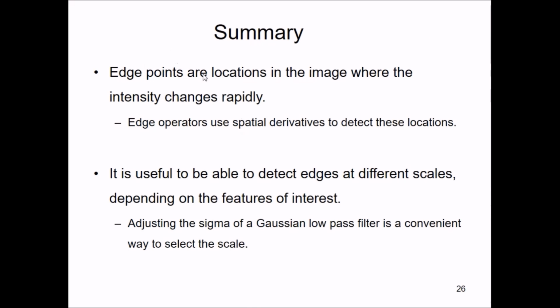So the summary is that edge points are locations in the image where the intensity changes rapidly. Edge operators use spatial derivatives to detect these locations, and it is useful to be able to detect edges at different scales depending on the features of interest. So we can adjust the sigma of a Gaussian low pass filter in a convenient way to select the scale.